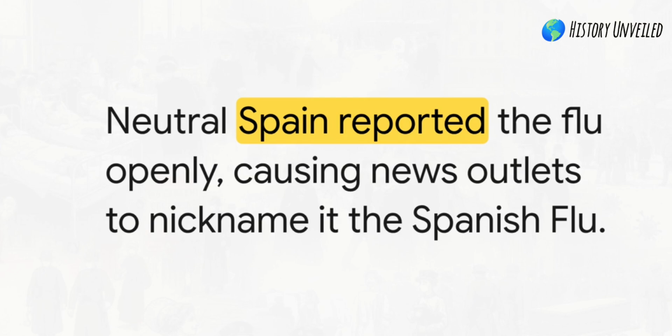They weren't fighting in World War I, which meant they had absolutely no strategic reason to hide their sick and dying from the rest of the world. When the flu swept through their borders and even knocked out their monarch, King Alfonso XIII, they just reported it openly. And because Spain was the only country being honest about the devastation, news outlets in the US and Europe just sort of slapped a label on it, forever nicknaming it the Spanish flu.